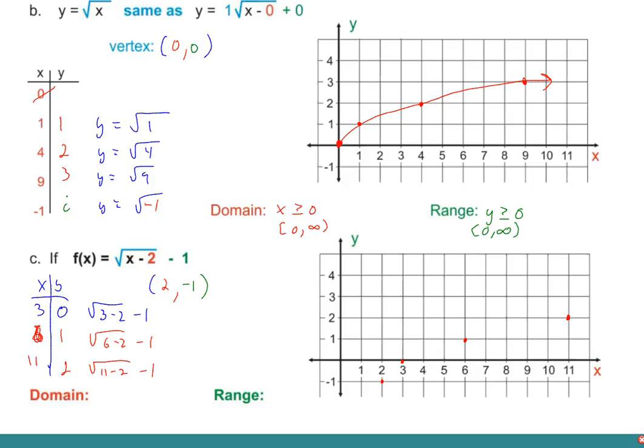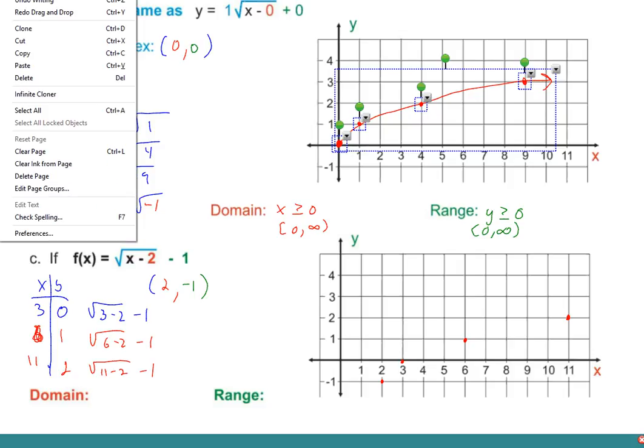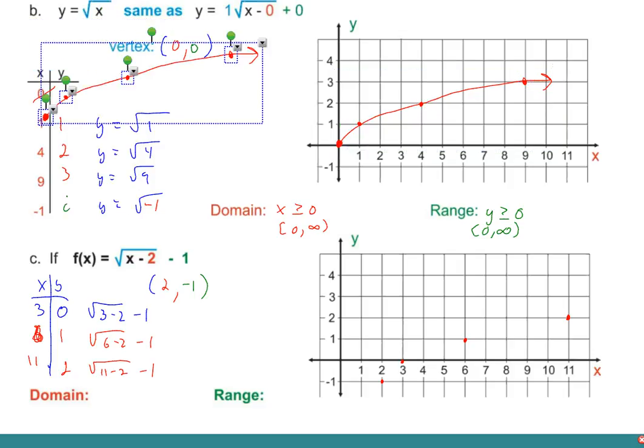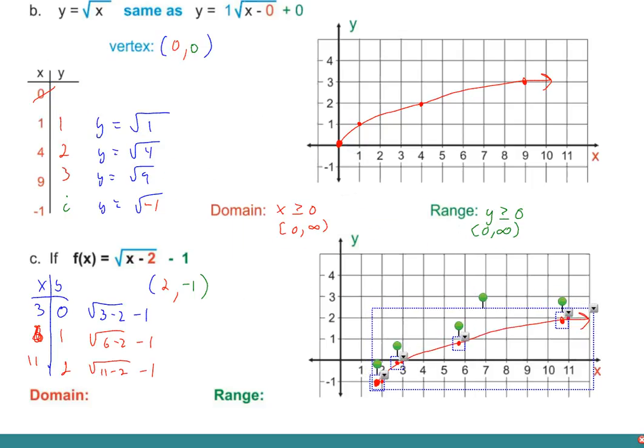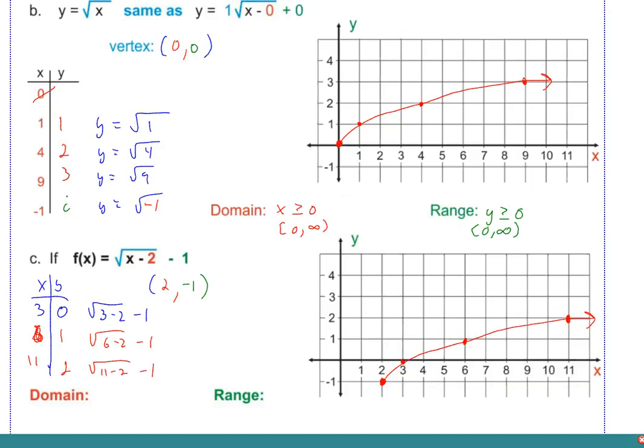Just stay with me for a moment and watch the board. Here, I'm going to graph this. Here we go. Because did the A value change? And doesn't A change the shape? So it's the exact same shape. It's just translated 2 to the right and 1 down. It's the exact same shape, the exact same function. 2 to the right and 1 down.